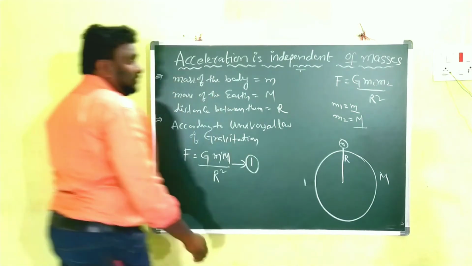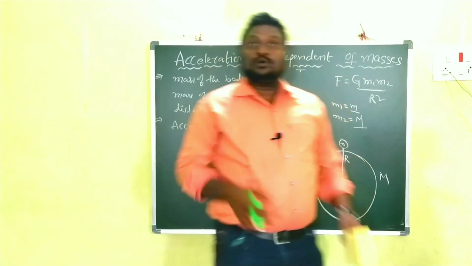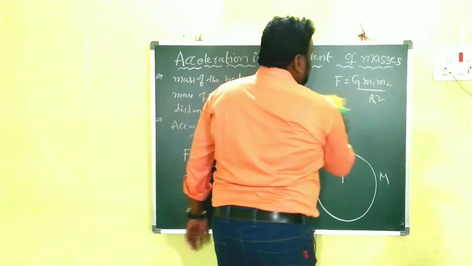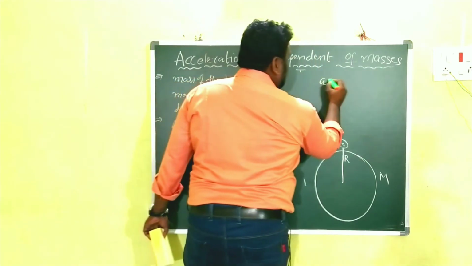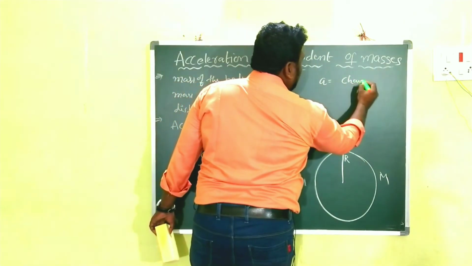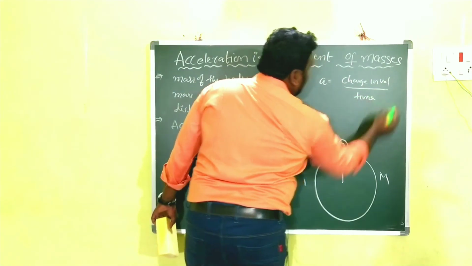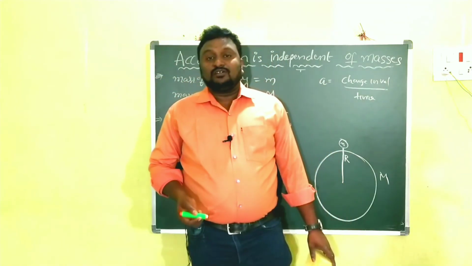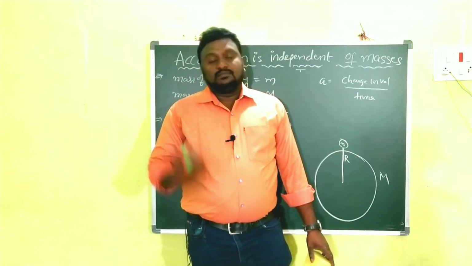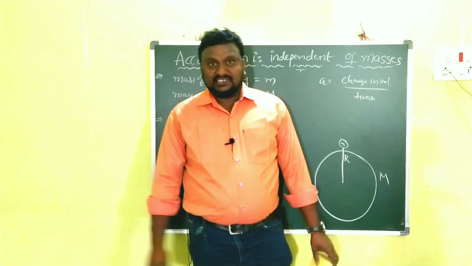Equation number 1. And children, in this case we know generally what is meant by acceleration. What do you mean by acceleration? Change in velocity by time. Rate of change of velocity, what do we call it? Acceleration. Change in velocity of the body is called its acceleration.